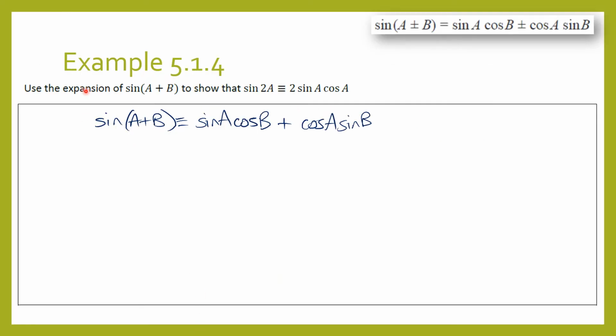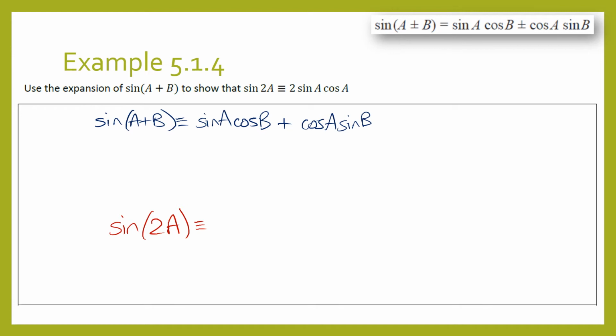Right here, we've been told to use the expansion of sine of A plus B to show that sine of 2A will always equal 2 sine A cos A. Well, I've already written out the expansion of sine of A plus B. Have a think, how are we going to manipulate this to give us sine of 2A? Pause the video, and if you need to, have a think, how are we going to get sine of 2A from this expression?